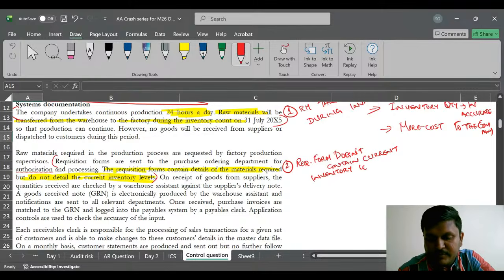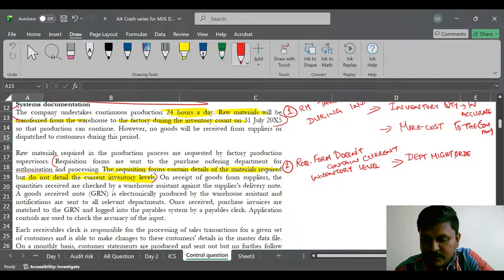So what could happen because of that? The department might request more than what is required, leaving some items as idle resources.